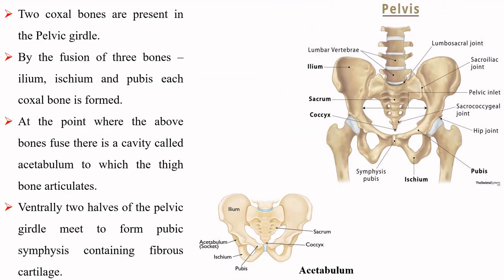2 coxal bones are present in the pelvic girdle. By the fusion of 3 bones, ilium, ischium, and pubis, each coxal bone is formed. At the point where the above bones fuse, there is a cavity called acetabulum to which the thigh bone articulates. Ventrally, 2 halves of the pelvic girdle meet to form pubis symphysis containing fibrous cartilage.